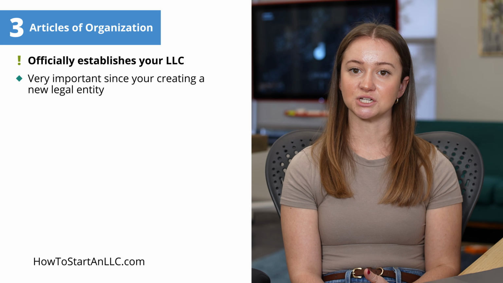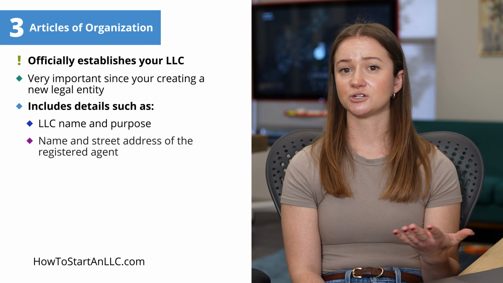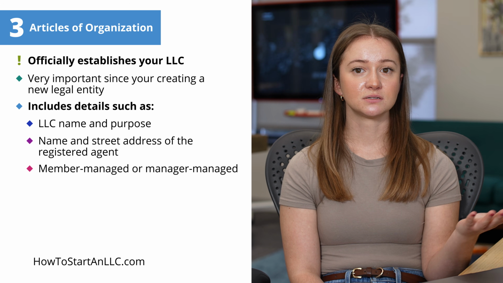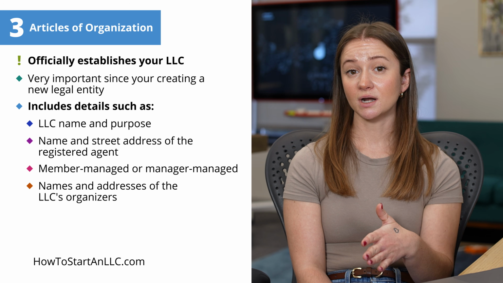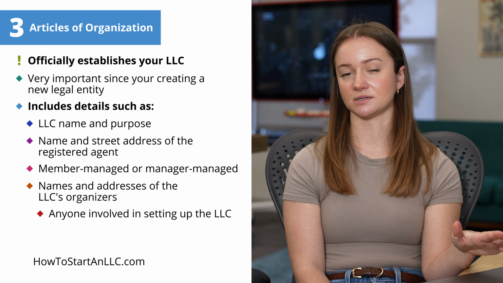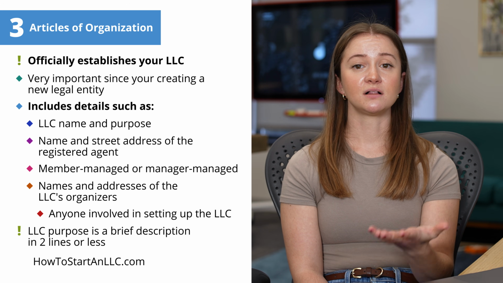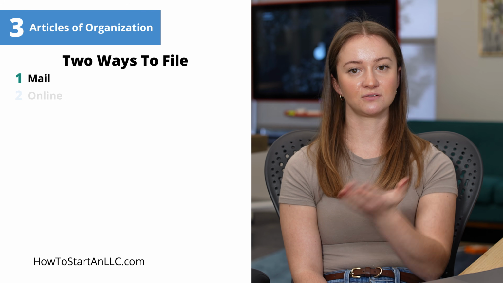The Articles of Organization includes crucial details like your LLC's name and purpose, the name and street address of its registered agent, whether the LLC will be managed by members or managers, as well as the names and addresses of the organizers of the LLC. An organizer is anyone involved in setting up the LLC. The purpose is a brief description, no more than 2 lines, of the LLC in simple terms. You have 2 options for filing the Articles of Organization: filing by mail or filing online.